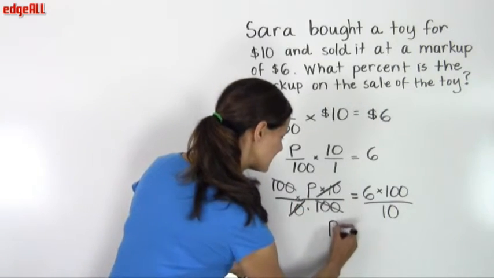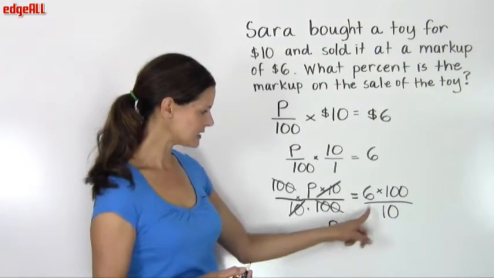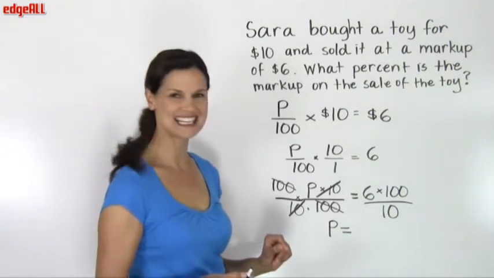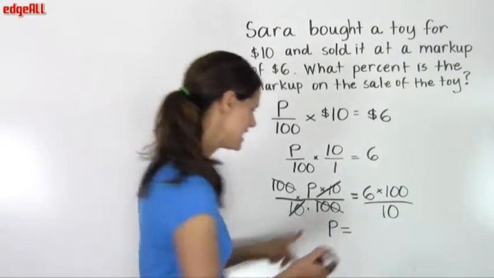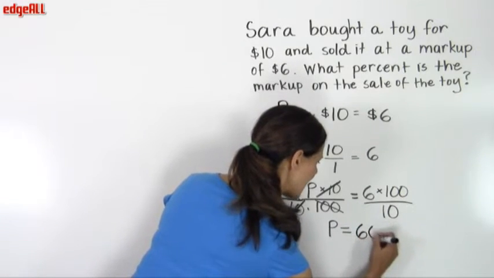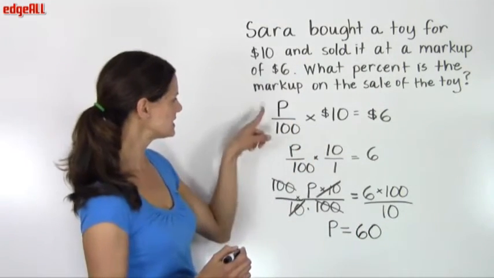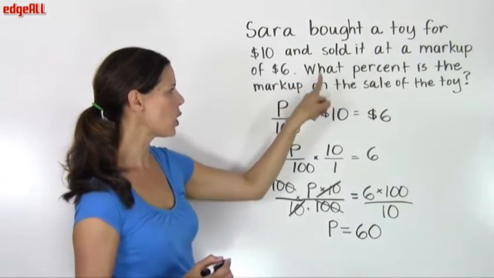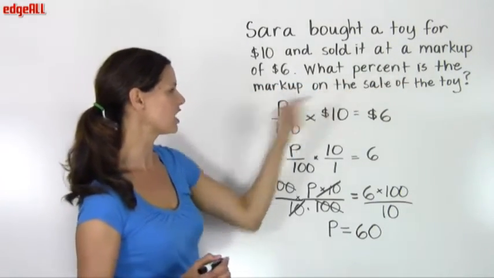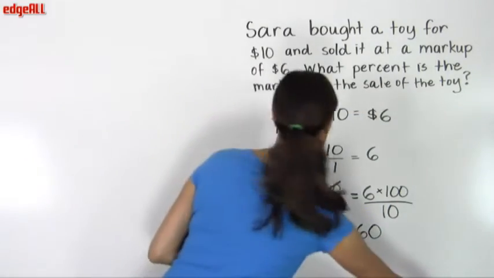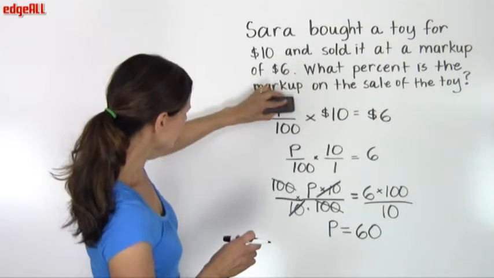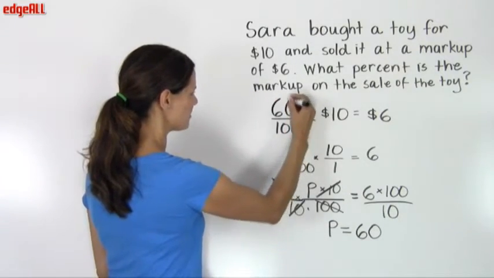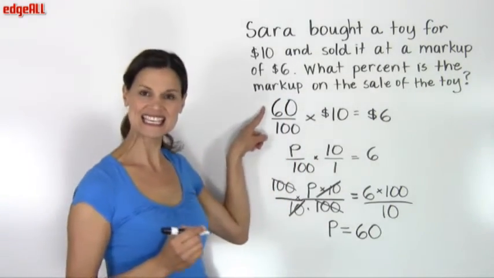So now I simply have P equals here, and I do my calculations here. 6 times 100 is 600, divided by 10 equals 60. And so P equals 60. Now the answer to my question, though, needs to be in percent. What percent is the markup on the sale of the toy? So I could go back up here to this P, and I could put my answer. I found the answer for P to be 60.